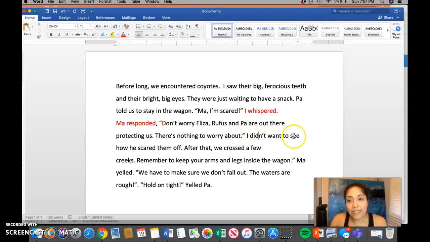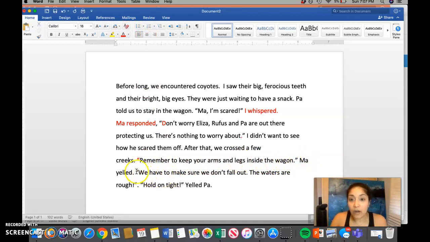I didn't want to see how he scared them off. After that, we crossed a few creeks. "Remember to keep your arms and legs inside the wagon." Oh, I didn't even realize someone was talking because there wasn't a quotation mark at the beginning of the quote. So remember, the quotation marks go at the beginning and the end.